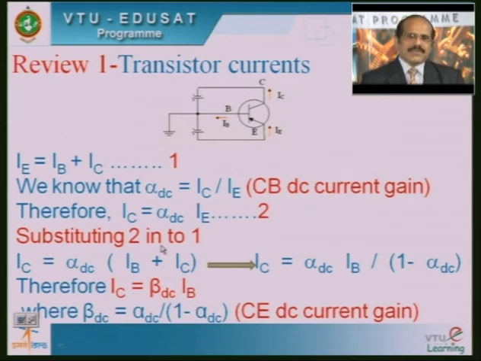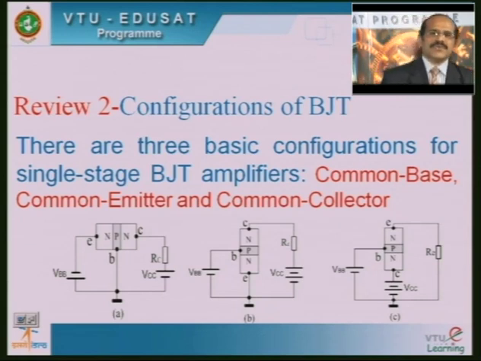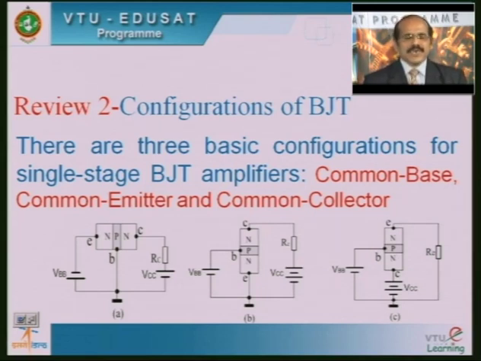So, friends, we have derived the relation between beta DC and alpha DC, and also we discussed the configurations of bipolar junction transistors. As I told you, two port networks have two input ports and two output ports. In order to use the BJT in a two port network, we need to have one common terminal, because BJT has 3 terminals. Therefore, one of the terminals of the bipolar junction transistor has to be made common with reference to both input and output. That is how it results in 3 configurations of bipolar junction transistors: common base configuration, common emitter configuration and common collector configuration of BJT.